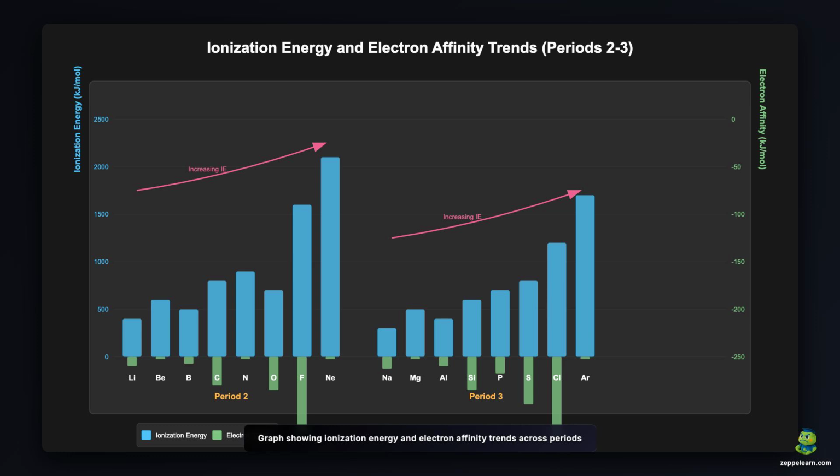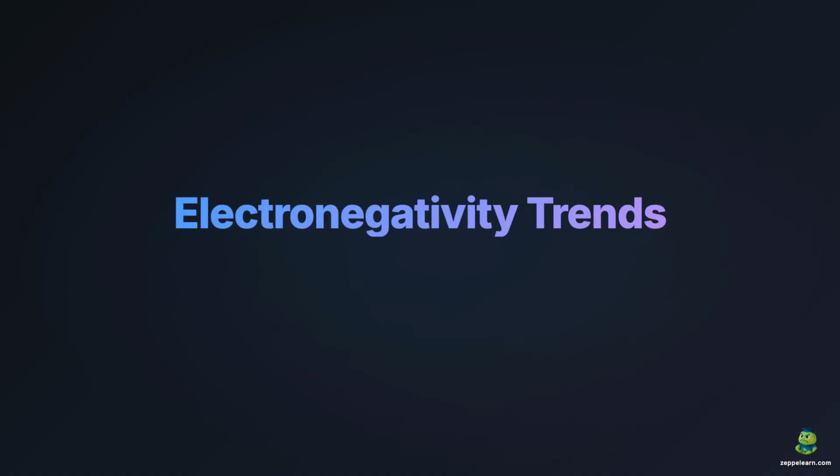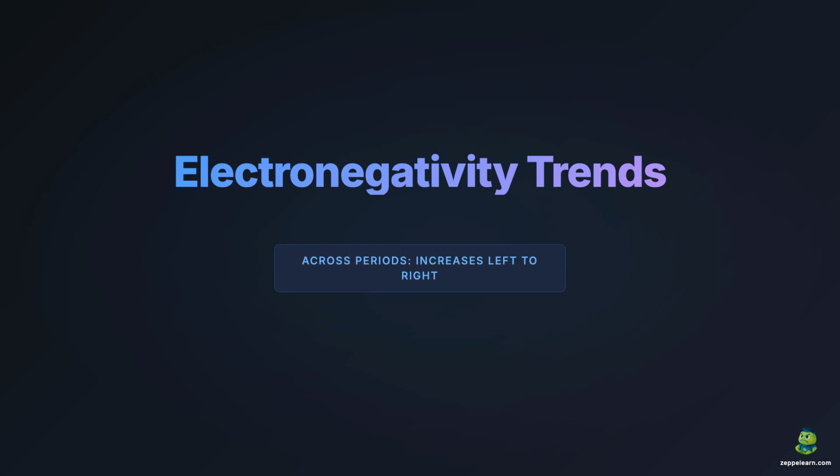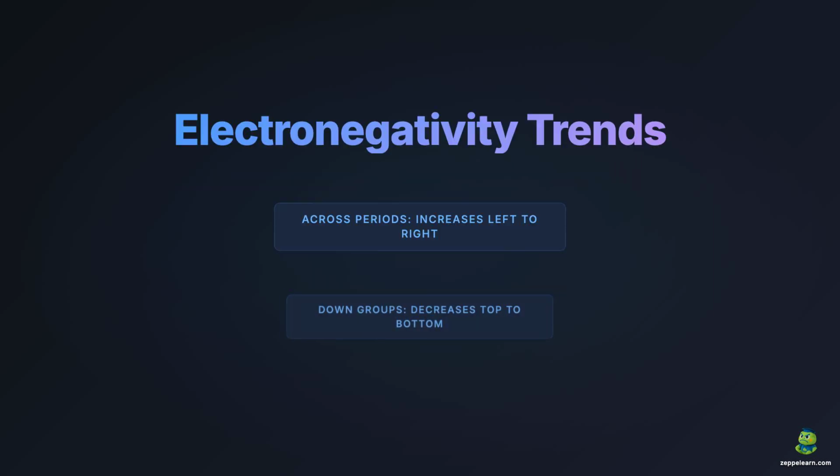nuclear attraction for electrons. Electronegativity measures an atom's ability to attract electrons in a chemical bond. This property is crucial for understanding chemical bonding and molecular polarity. Electronegativity increases across periods from left to right because atoms have stronger nuclear charge to attract bonding electrons. Electronegativity decreases down groups because bonding electrons are farther from the nucleus and experience less attraction.